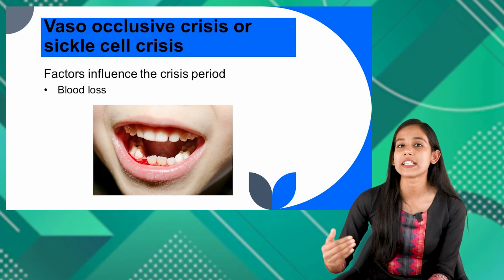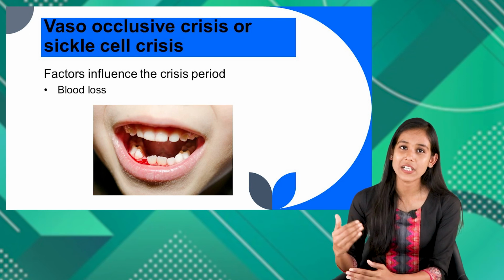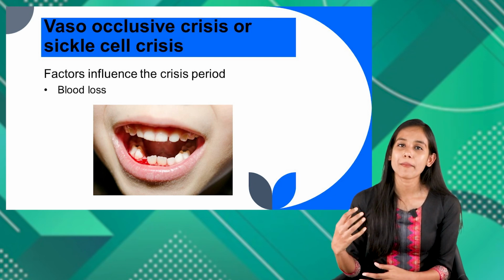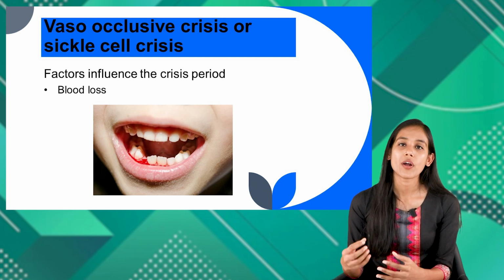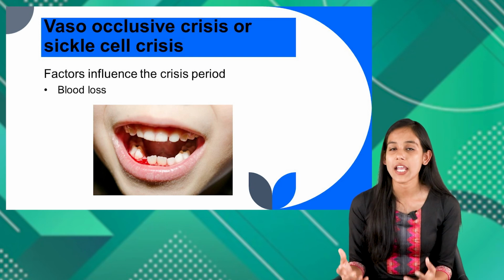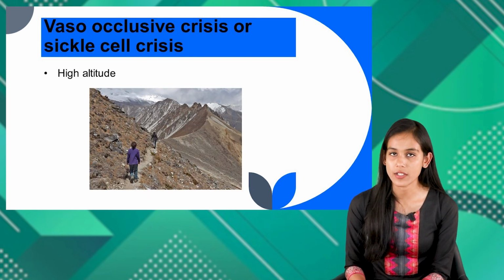The demand would increase, and because of this low oxygen and this increased demand, there might be this crisis episode, or more of these RBCs might change their shape and become sickle shaped. And the next one is high altitude.